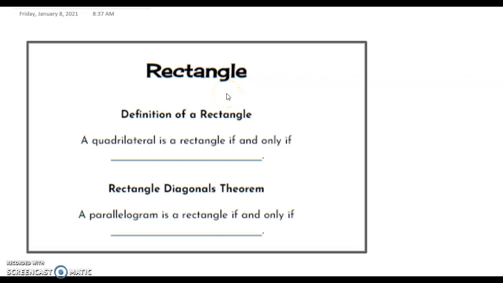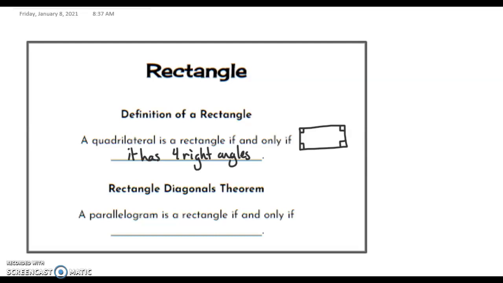All right, so now we're going to talk about rectangles. So the basic definition of a rectangle is here. A quadrilateral is a rectangle if and only if it has four right angles. So that's the requirement to be a rectangle. So it has to be a quadrilateral. We already know it's a parallelogram, but it is specifically a rectangle if it has four right angles.